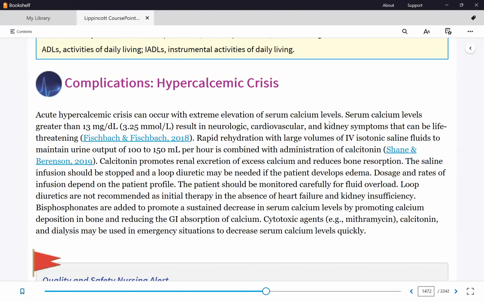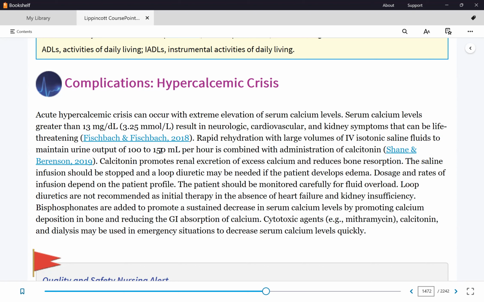Let's briefly discuss hypercalcemic crisis. If the patient does go into a crisis, meaning severely high calcium levels, the patient will have palpitations. They'll seek hospitalization, put them on a cardiac monitor. And as already mentioned, we will aggressively treat them. So we'll give them rapid hydration with diuretics. Look at the urine output. We want them to have 100 to 150 mLs per hour. That's how much fluid we're giving them.